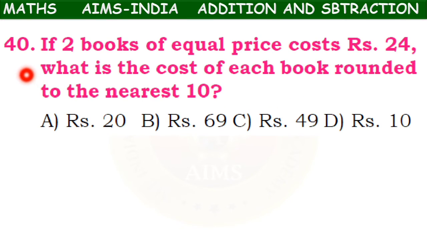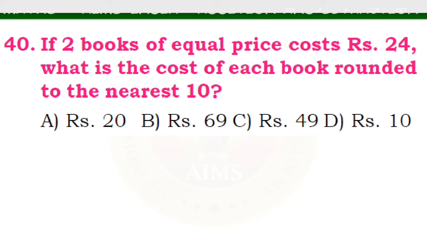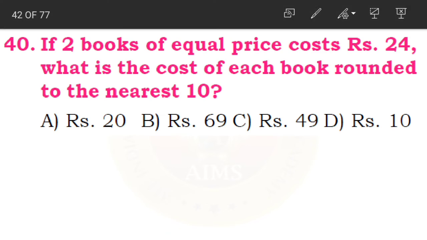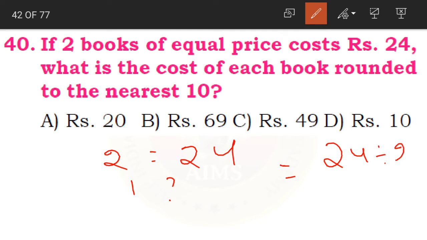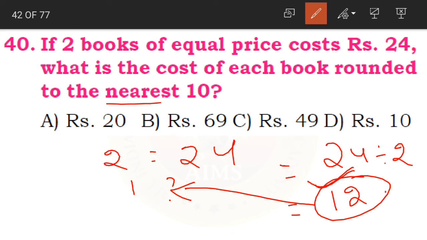Last question for today, question number 40. If two books of equal price cost 24 rupees, what is the cost of each book rounded off to the nearest 10? Now 2 books is equal to 24, then 1 book is equal to how much, children? Yes, 24 divided by 2. What is this? 24 divided by 2 will be 12. Now what is this 12? 12 is the cost of each book.